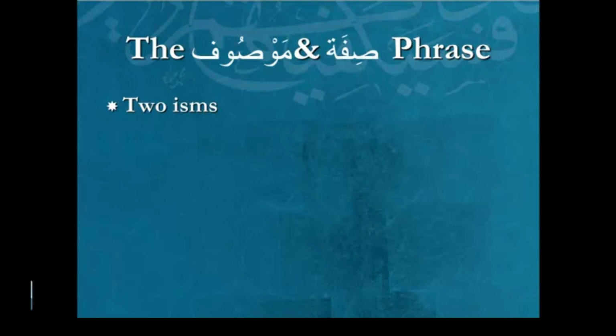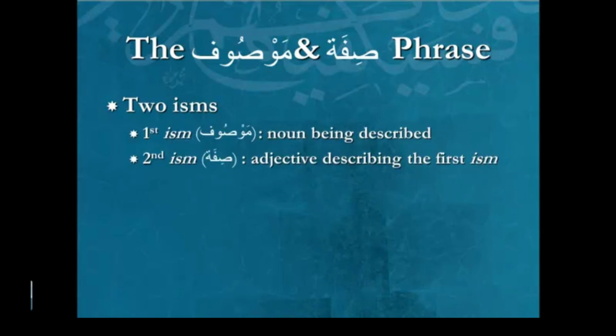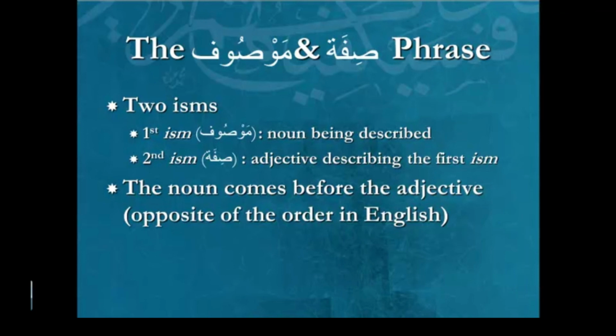The ism that's at the front is called mawsuf. That's the technical term for it. And the other ism is called sifa, and that's the adjective. And the second describes the first. Opposite of what we would expect in English, because in English we say tall boy, but here we're going to say waladun tawilun, with the boy word first and the tall word second. Second ism describes the first. And that's the first important thing you need to know about this type of phrase. Okay, the fact that it's opposite of the order in English.